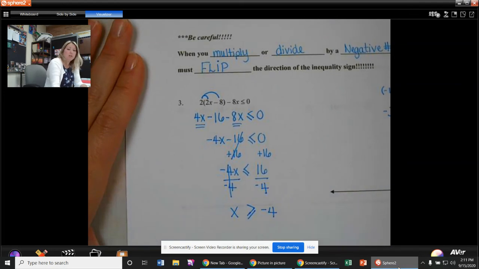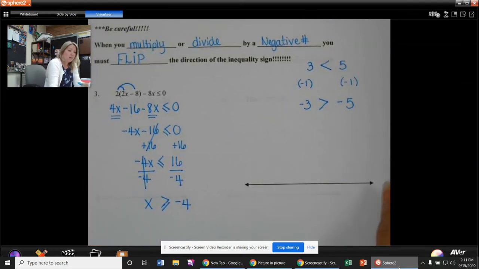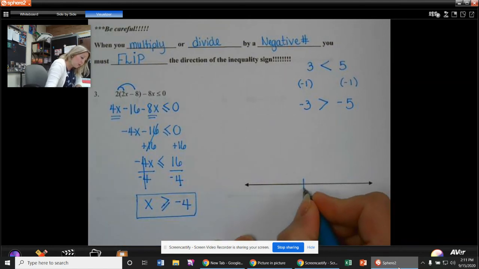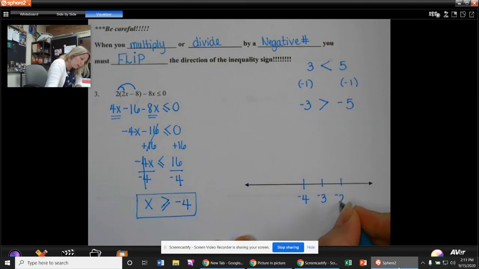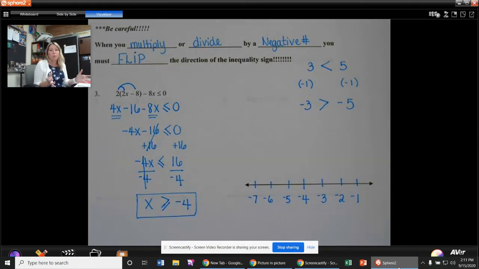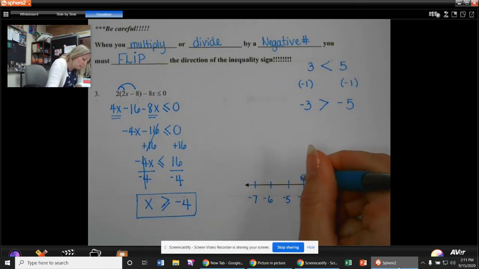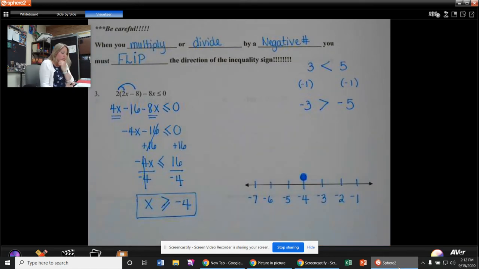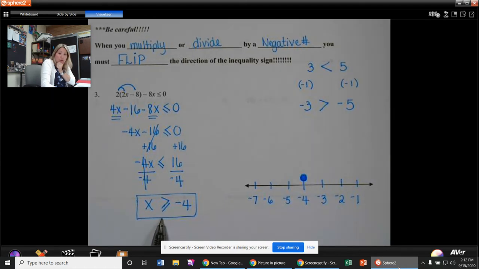So now when I create my solution set on my number line, I put the number in question in the middle, negative 4, a couple numbers greater on the right-hand side, and a couple numbers smaller on the left-hand side, and I stick to my scale. I don't get to change my scale midway. I have to keep my scale going, right? It's greater than or equal to, so that's a closed dot. Got that extra piece on your inequality sign, then you get to fill in your dot. x is greater than or equal to negative 4.